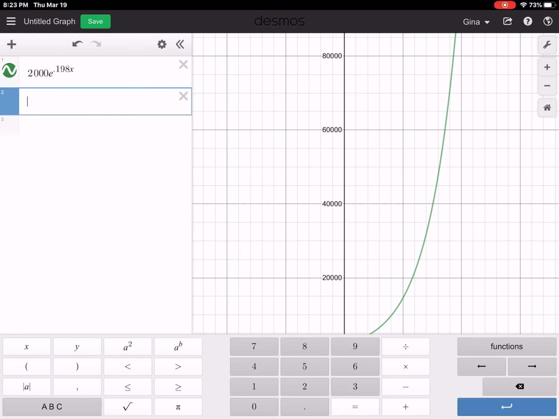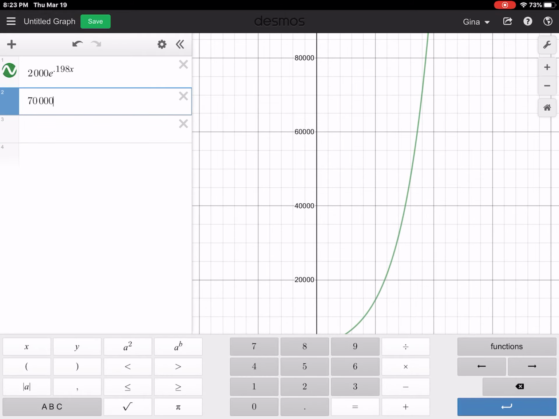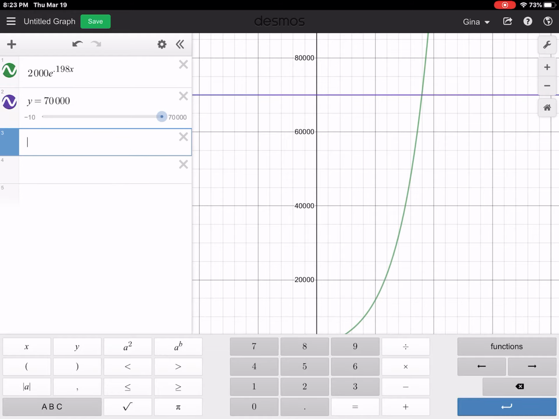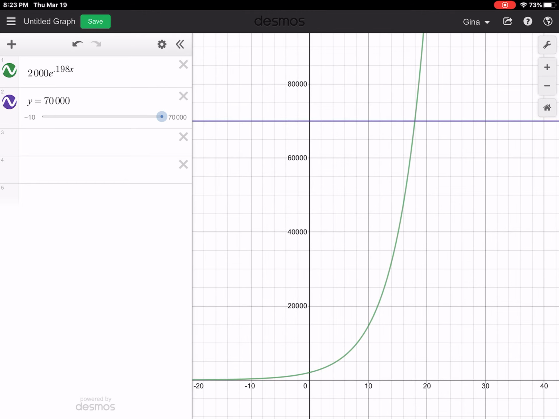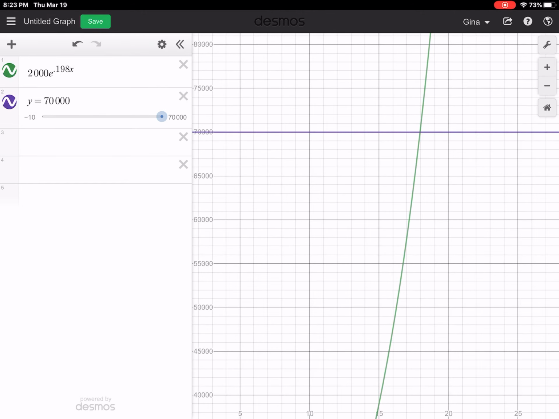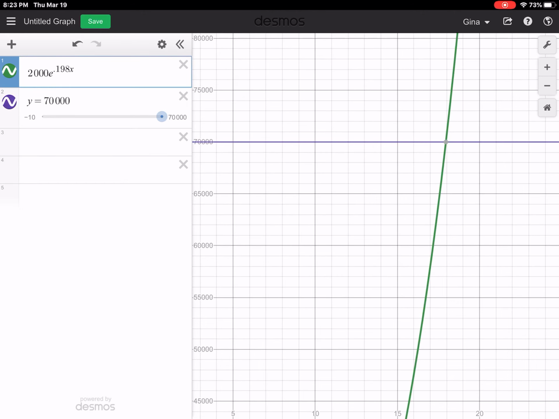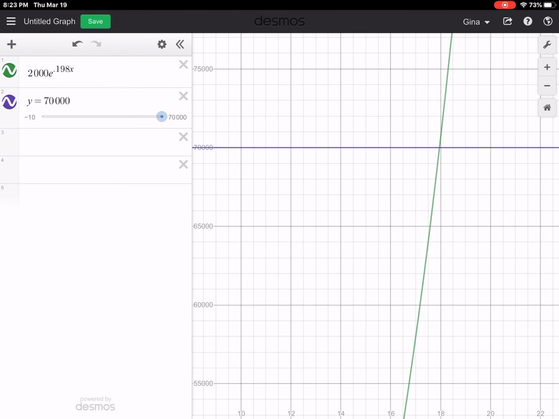We want to figure out when the number of bacteria is 70,000. So you could trace along your graph until you see a y-coordinate that's close to 70,000. Or you could graph the line y equals 70,000, and that's going to intersect your exponential function exactly where that y-coordinate is 70,000. Can you see that point right there?